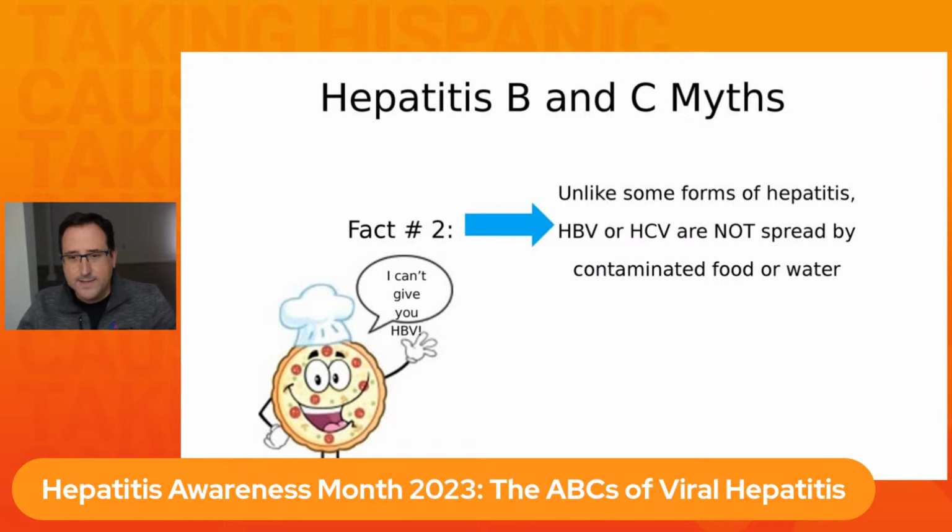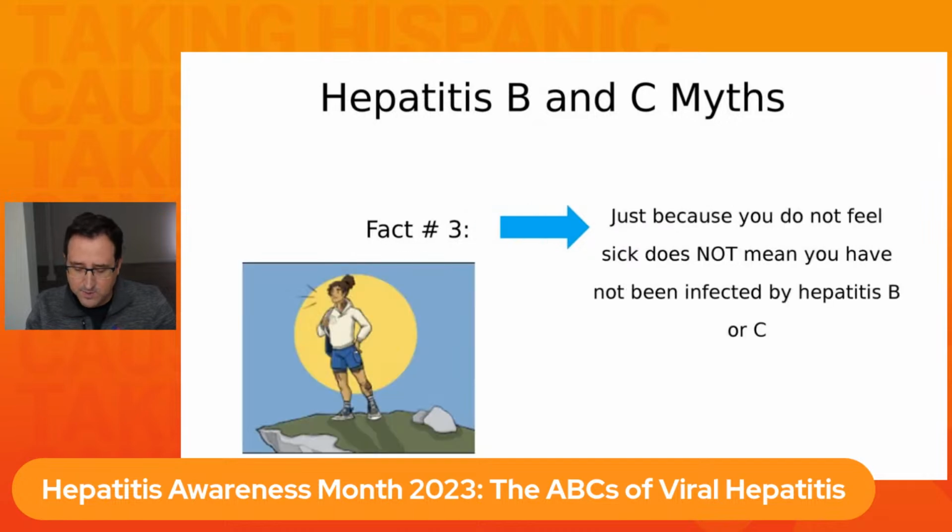Second fact: unlike other forms of hepatitis, specifically hepatitis A, hepatitis B and C are not spread through contaminated food or water. With contaminated food or water you can be worried about different things, but you don't need to be worried about hepatitis B or C. So pizza is not going to give you hepatitis B or hepatitis C.